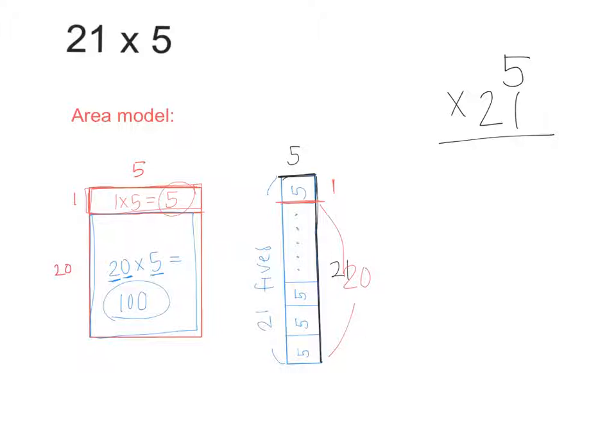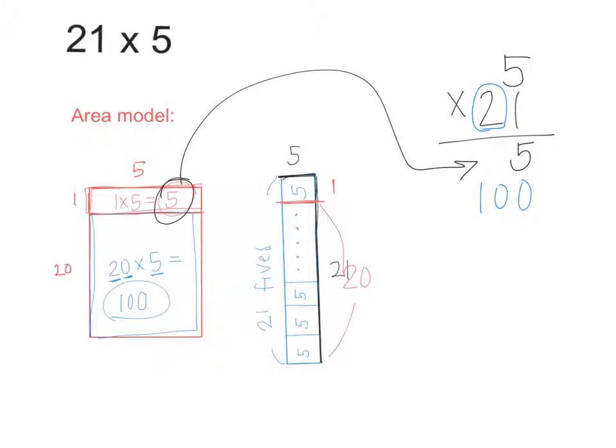Now we know when we use the standard algorithm, we're going to multiply the 1s first. So what's 1 times 5? 5. Okay. Do you guys see how this partial product is right here? Okay. Now we're going to multiply the 10s place. We have 2 in the 10s, so that's 20 times 5. What's 20 times 5? 100. Do you guys see how this partial product is right here? Then we know when we use the standard algorithm, we just add the partial products.